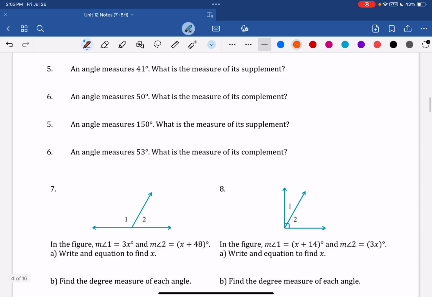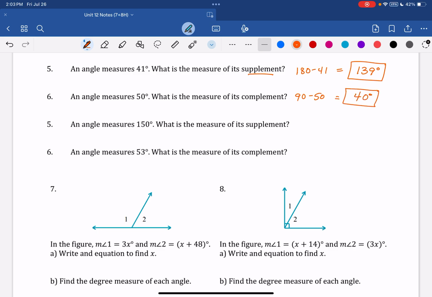An angle measures 41 degrees. What is the measure of its supplement? That's 180, so 180 minus 41, its supplement would be 139 degrees. The angle measures 50. The measure of its complement, well, that's 90. So 90 minus 50, its complement would be 40 degrees.